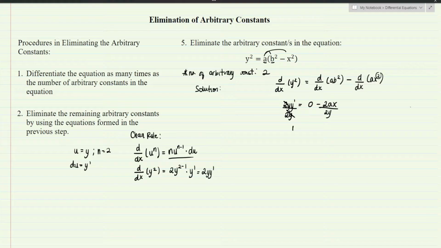So if I do that, I would have y prime equals negative ax over 1. Next, since we have here the first derivative, the next step is to get the second derivative, or get the derivative of our first derivative. So I would have here derivative of y prime equals, I would factor out negative a, then get the derivative of x over y. So for the derivative of x over y, we will use here the quotient rule.